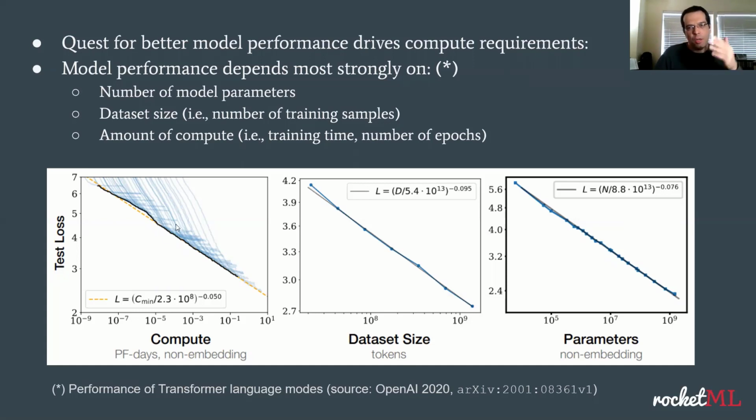And what they show, they collapse lots of these experiments into single plots and show that model quality, as measured by the test loss, has a power law dependency on each one of these factors, right, separately, as shown here.